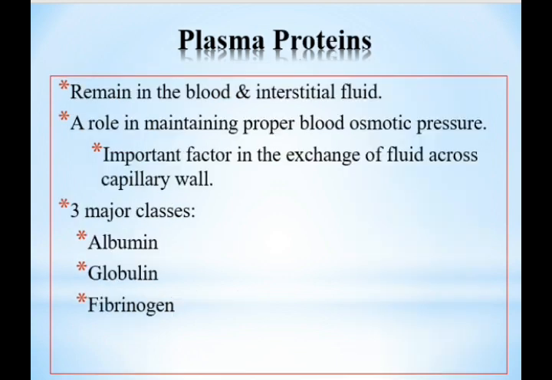So within it, you have plasma proteins. Plasma proteins will remain in blood and fluid. They will be there to ensure that your blood is isotonic, because they are all soluble in water, soluble in blood. So it will cause your blood to be isotonic all the time to maintain proper osmotic balance. Okay, so you have three major classes: albumin, globulin, and fibrinogen.